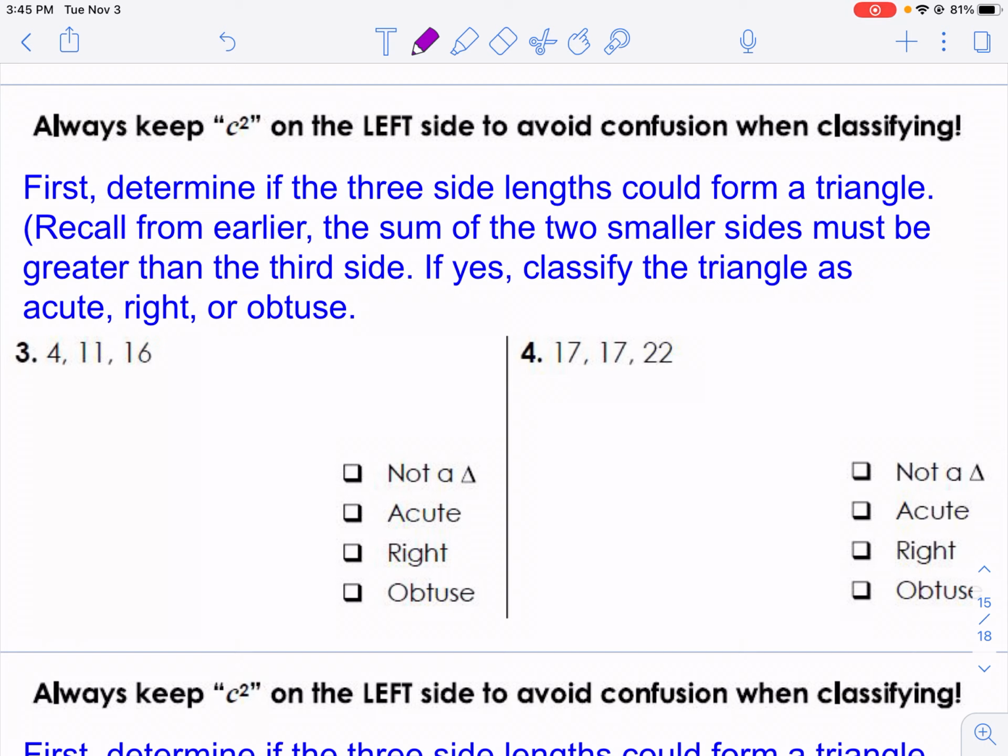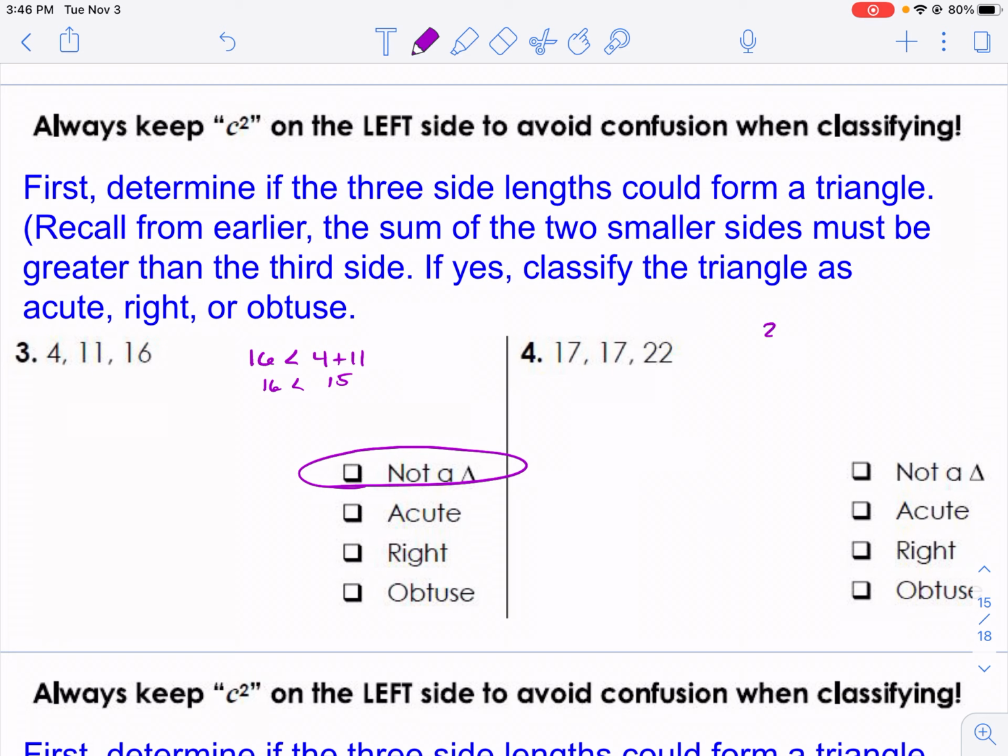All right, let's check. The first thing you should have done was to check to see, is this a triangle? So we got 16. We want to see that 4 plus 11, which is 15, is going to be bigger. That's 15, 16. This is not bigger than c squared, our large side. So therefore, this is not a triangle. Therefore, we cannot go any further. We can't classify it because it's not a triangle. So let's go to the next one.